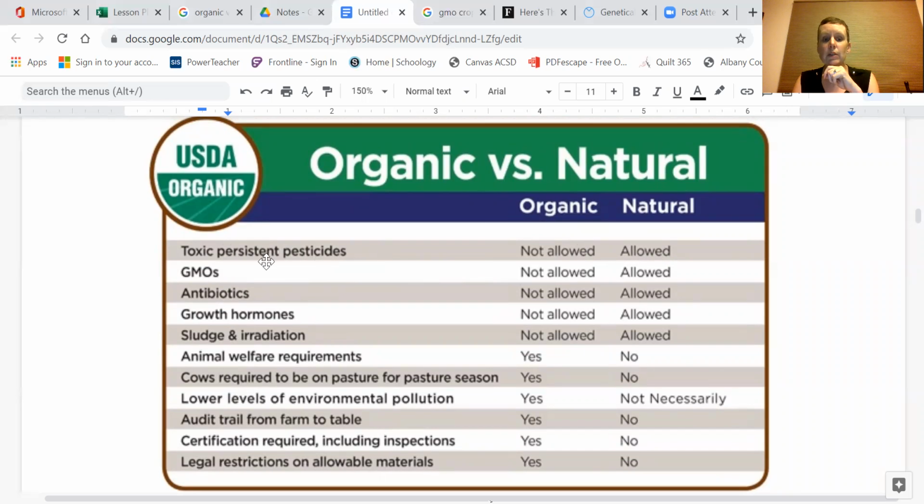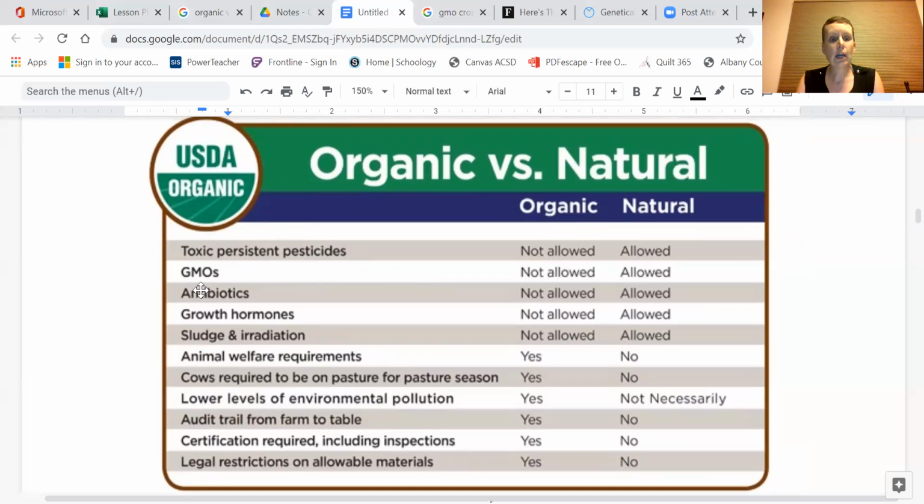Now, sometimes people say that organic doesn't use pesticides, and that's not true. Organic uses natural pesticides. And one thing that's different between the synthetic pesticides and the natural pesticides is how long they stay on the food. So the persistence: if you use organic, natural pesticides, they don't stay on the food as long. And so that's what this persistent word means. They're still toxic. They can be highly toxic, but they don't stay on the plant as long.